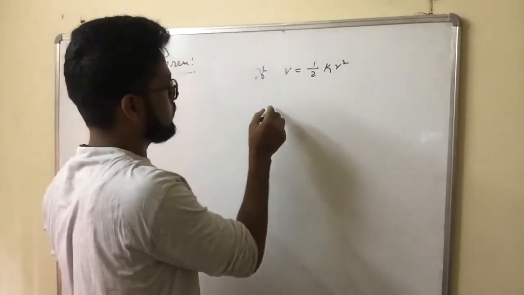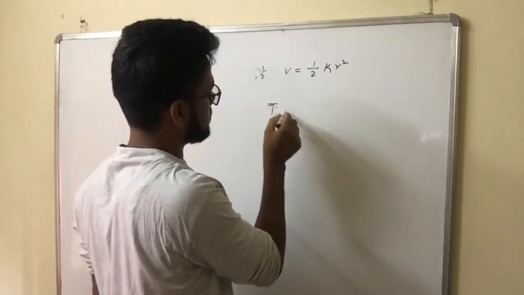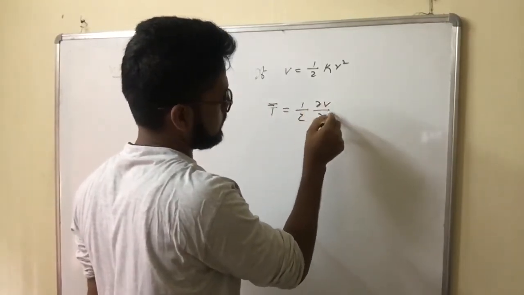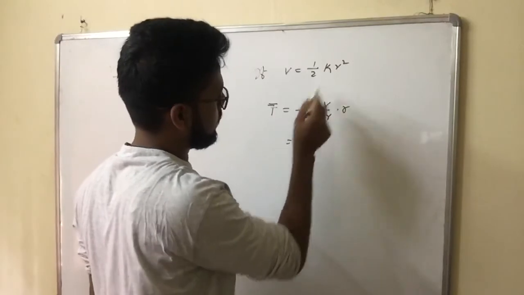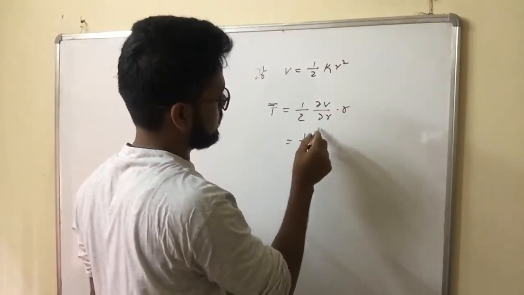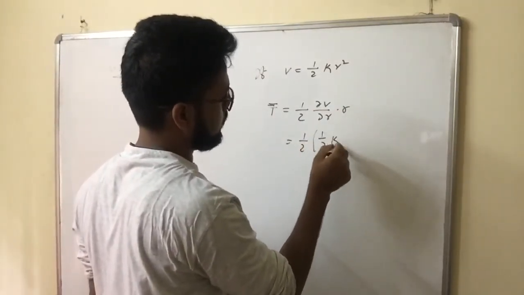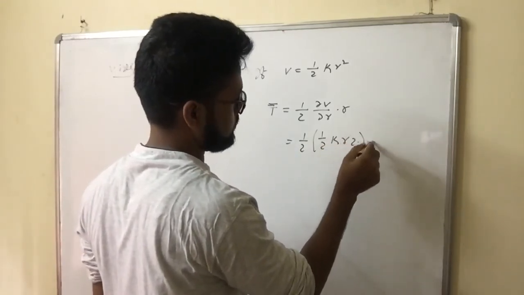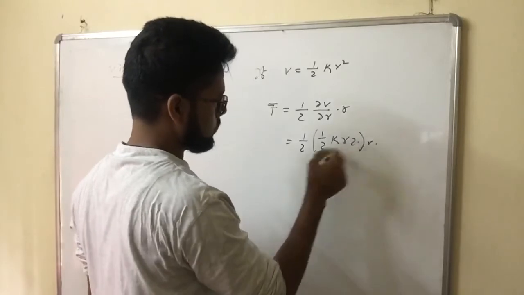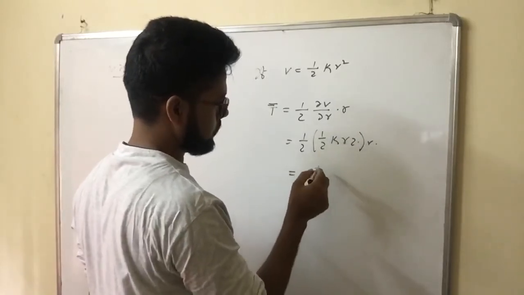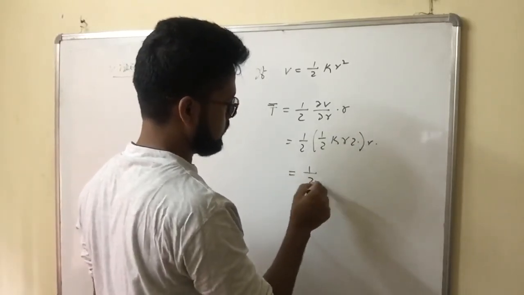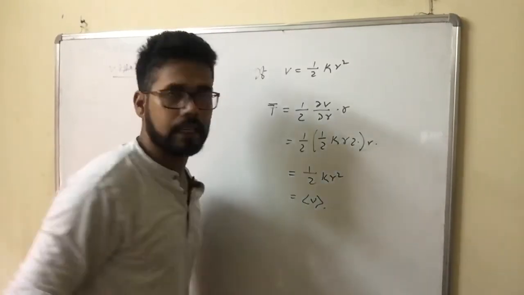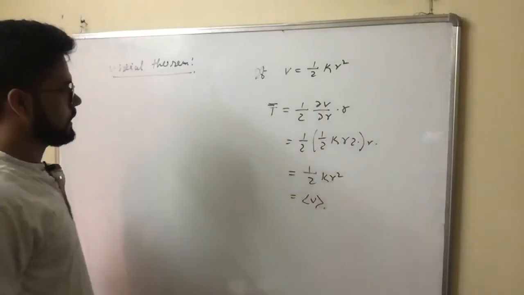First of all, you have to find out this formula: average kinetic energy equal to half dV by dr into r. So this is half k r square into r. The 2 cancels, so it will be half k r square. That means average kinetic energy equal to average potential energy.